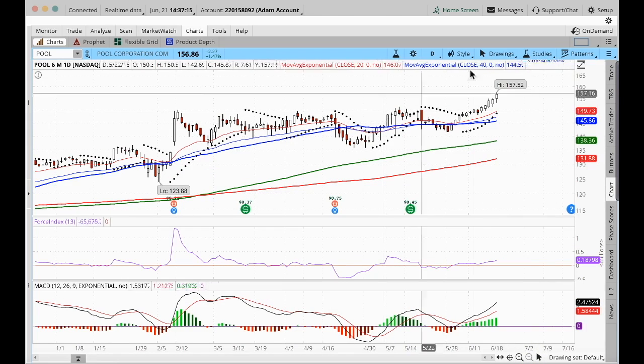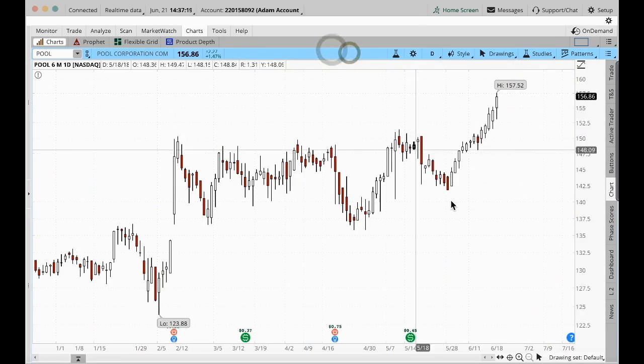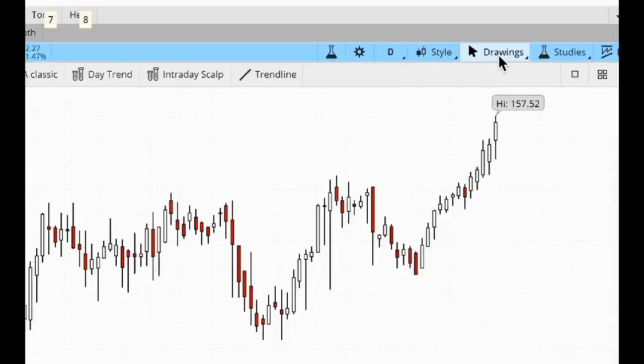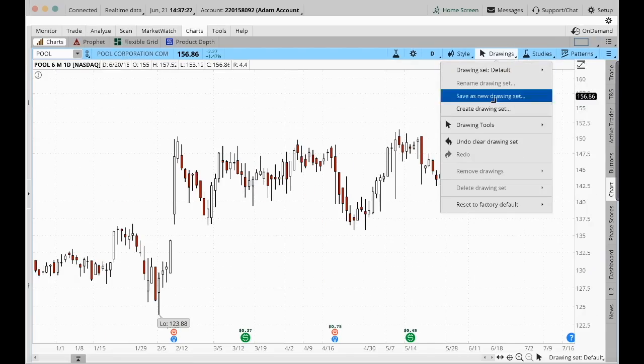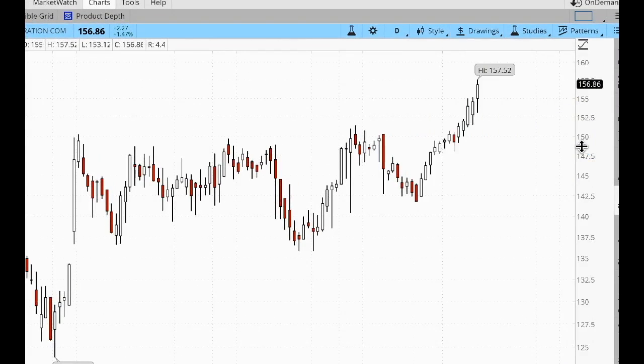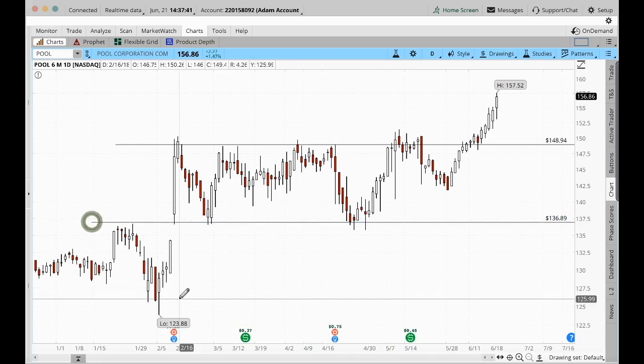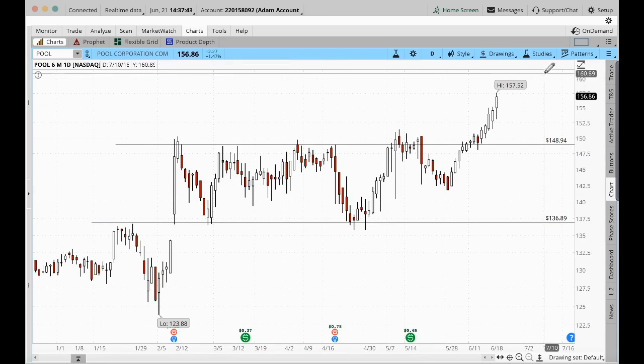Well, first of all, let me remove all the studies so you can see the candles a bit clearer. Okay? So if I go to my drawing tools, you can see over here there was a... Dum dum. Sounds like Law and Order. Dum dum. Okay, there you go.